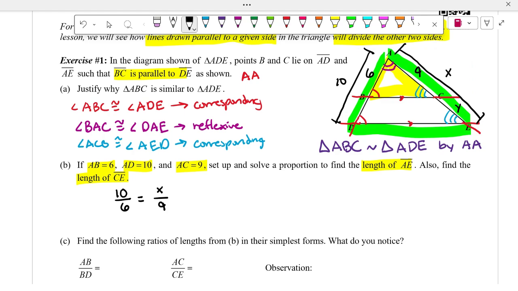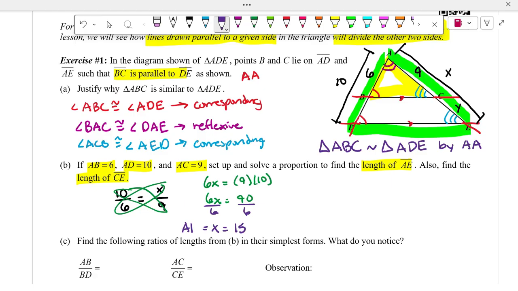Now, what do I do now to solve for x? Cross multiply. So I have 6x is equal to 9 times 10. So 9 times 10 is just 90. Then what do I do? Divide by 6. X is equal to what? 15. So that's also what AE is equal to.